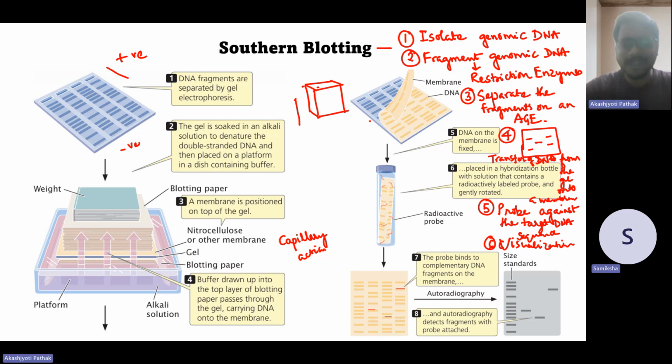So why are you telling that you will load the probe along with the DNA? Yes, sir. In that case, if you have many samples, you have to load... Sir, will the probe interact with the gel, or will the probe interact with the DNA? It will interact with DNA only.